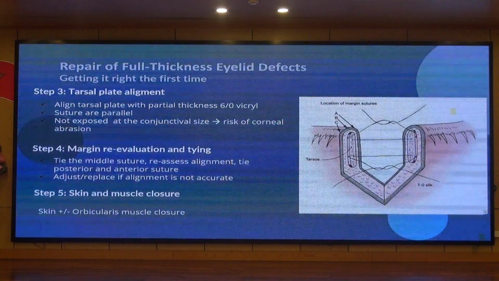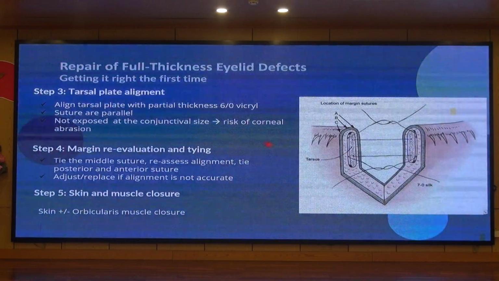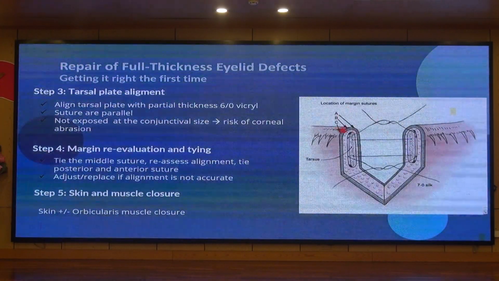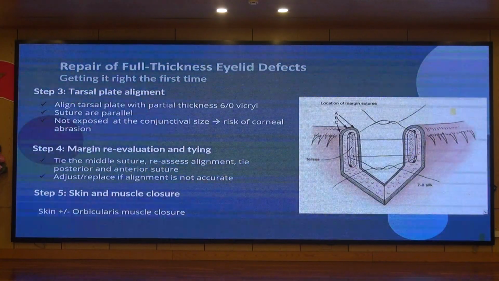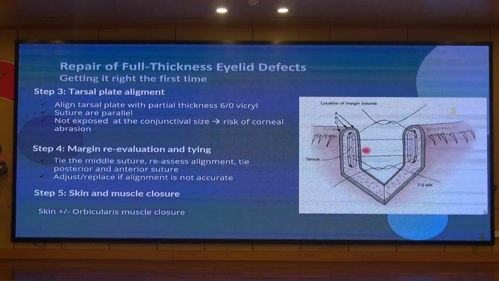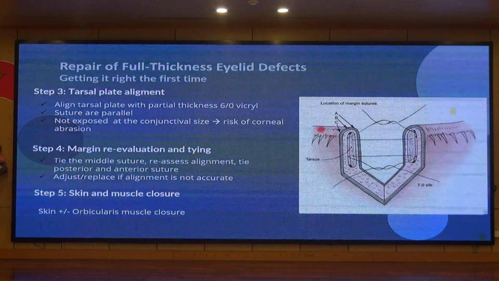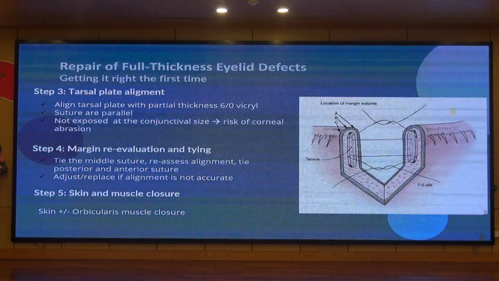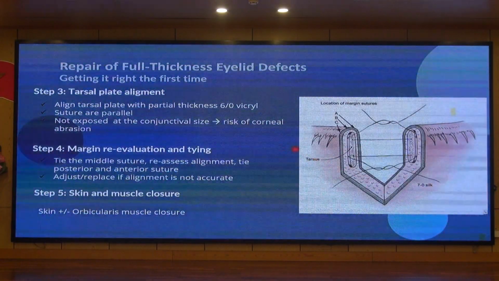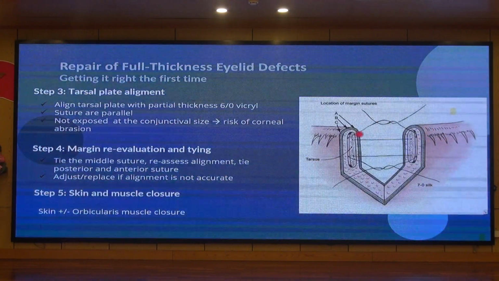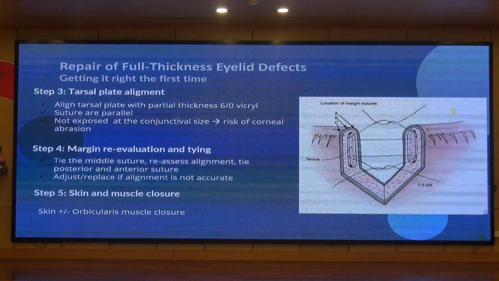So why do you do this vertical mattress? I'll explain later. After we have done the margin suture, we do a tarsal plate alignment before we tie the margin suture. We close the tarsal plate with 6-0 Vicryl and about 2 or 3 parallel sutures like this. But the suture must not be exposed at the conjunctival side, or we have a risk of corneal abrasion. After the tarsal plate alignment, we re-evaluate the margin and then tie the margin sutures. And then we do the skin and muscle closure layer by layer.